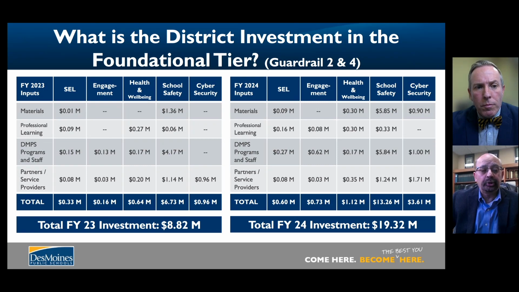And again, we are trying to show how much we are spending in each of those different things under materials, professional learning, programs and staff, and partners and service providers.